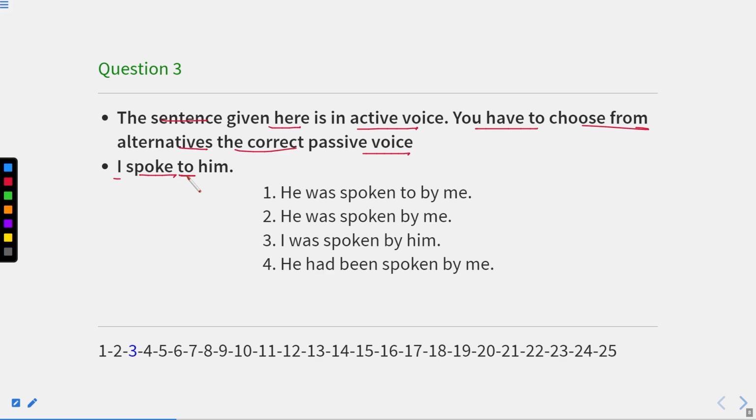Okay, so whenever we convert these type of sentences into passive voice, we should keep one thing in mind, that let this spoke to, or this verb plus preposition structure, be in a box. It means this will not be separated. Okay, and here we know well that spoke is the second form of speak. And in case of passive voice we need what? The third form of spoke, that is spoken. So in the passive voice we should find spoken to.